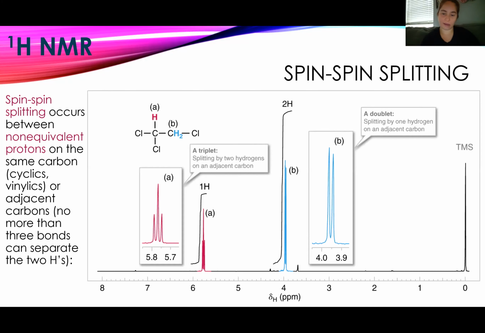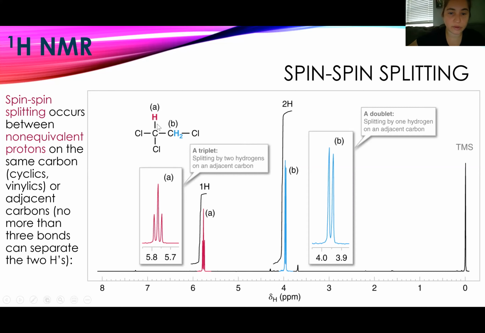So another type of splitting is the spin-spin splitting. Spin-spin splitting occurs between non-equivalent protons on the same carbon or adjacent carbons that are more than 3 bonds apart. So a doublet occurs because you're being split by 1 hydrogen on an adjacent carbon. A triplet would occur because you're being split by 2 hydrogens on an adjacent carbon.